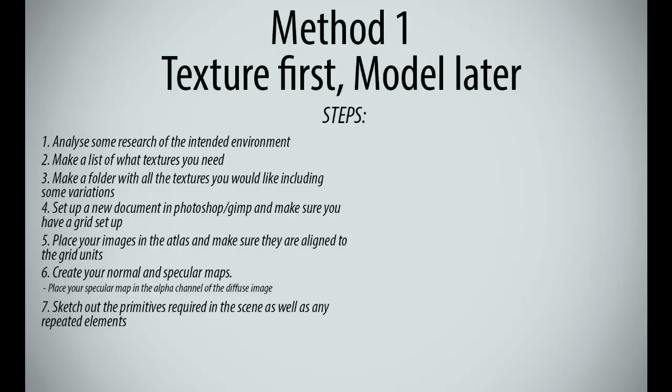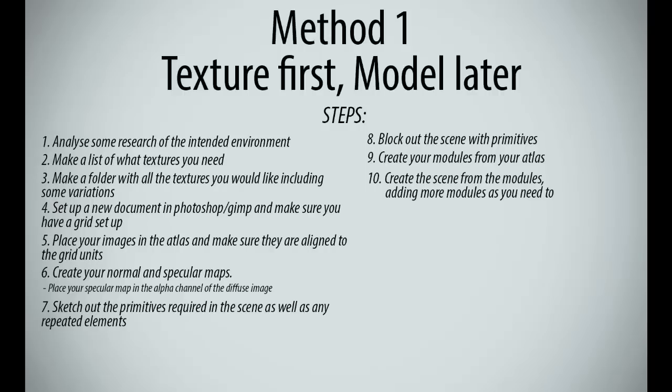We then sketch out the parameters required in the scene, as well as any repeated elements. Then you block out the scene with some primitives, just to get a good idea of visualizing our scene. That is when we create our modules from our atlas and create our scene from our modules. Now you will need to add in more modules as you go throughout the scene, because it is very unlikely you'll get all the modules sorted beforehand.